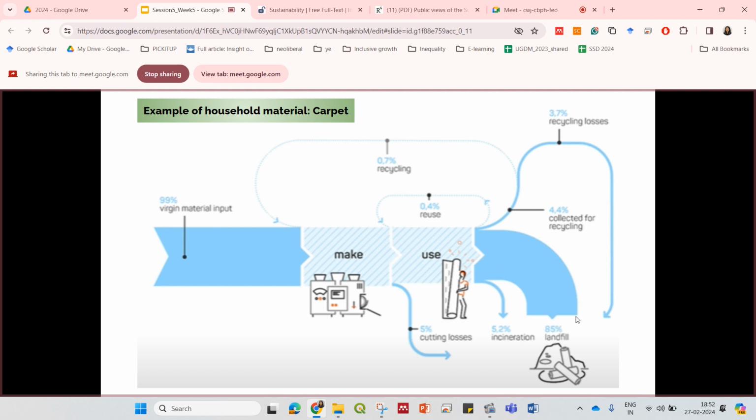85% of all the carpet that is created from virgin material input goes into the landfills. Some of it is also collected for recycling, but even in the recycling processes, there are a lot of recycling losses that occur, which again go into the landfill. This is another example of life cycle assessment for a carpet.